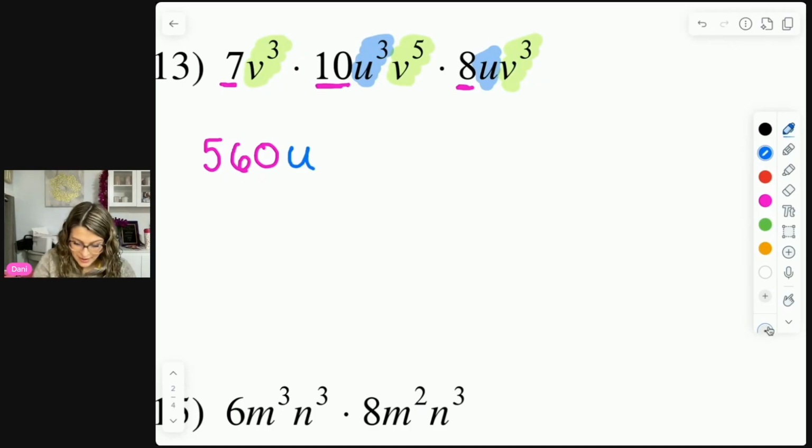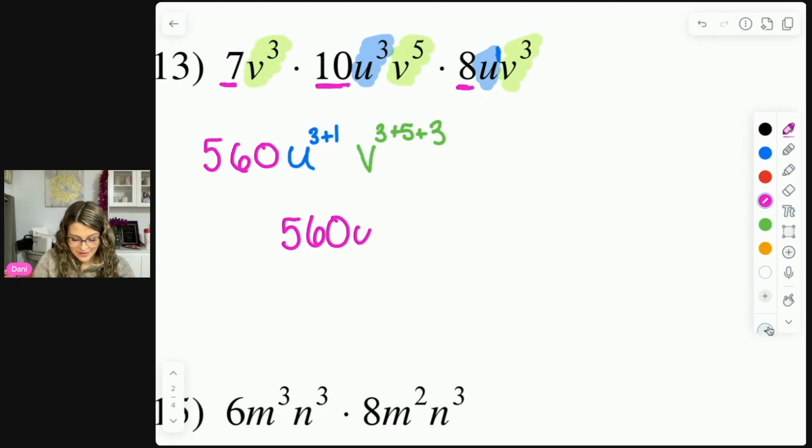So we have U cubed and U to the first, same base, add your exponents. And then let's go to the V's. We have a third, a fifth, and a third. So let's put that all together now. 560, U to the fourth, V, 5 plus 3 is 8, 8 plus 3 is 11. So that would be your final answer for that.